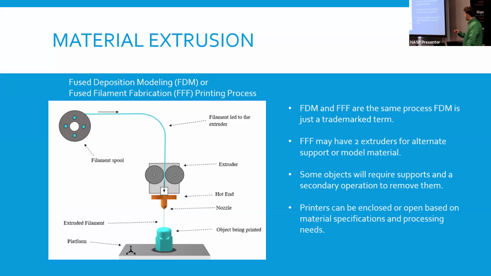And printers can be enclosed or opened based on material specification and processing needs. So basically, certain polymers you don't need an enclosure for. When I say enclosure, I mean you're basically taking your heated bed here, all of this, and putting it into an enclosed space to keep the temperature where you want it. So you don't have those rapid temperature changes.